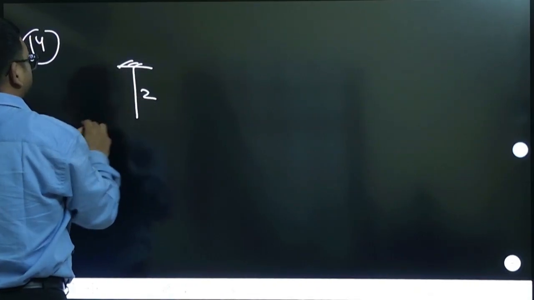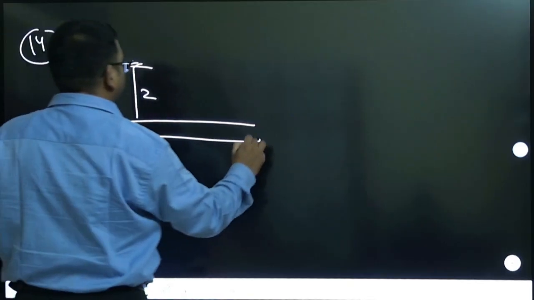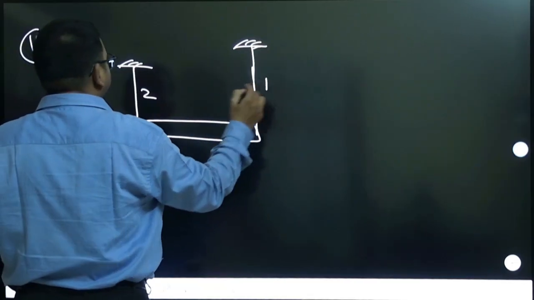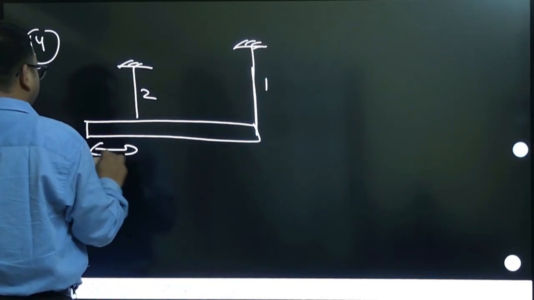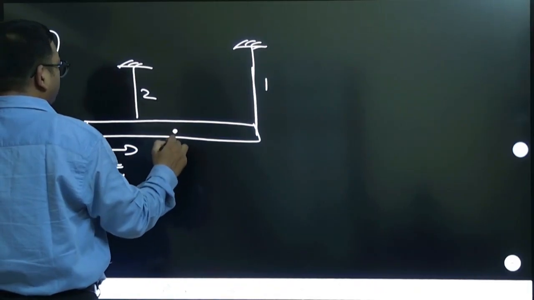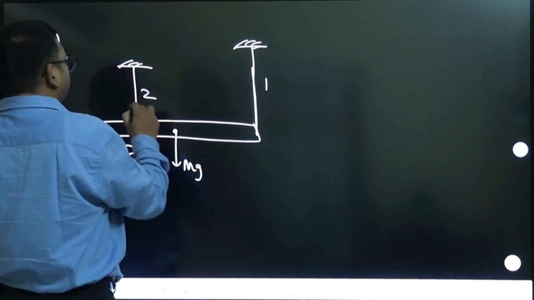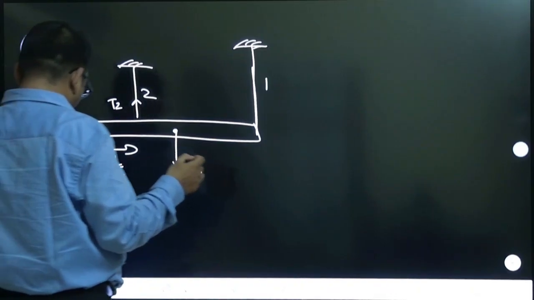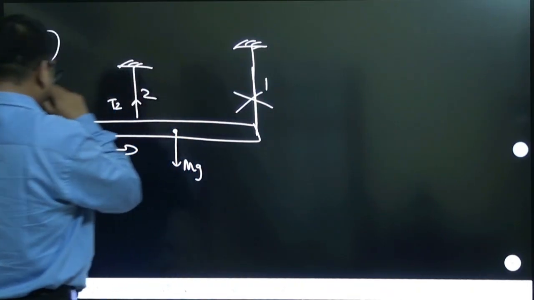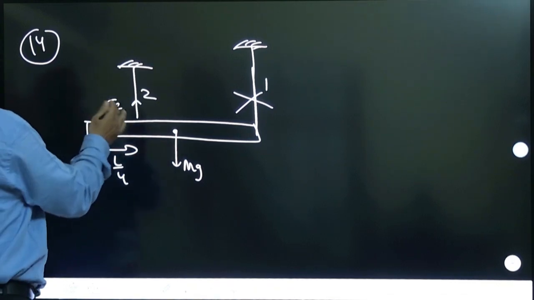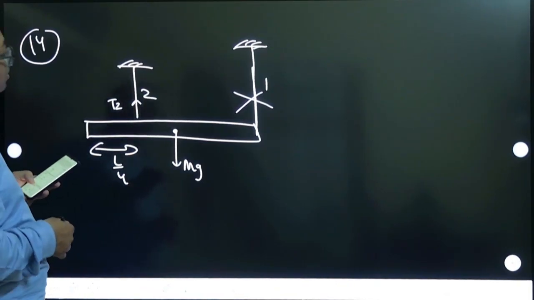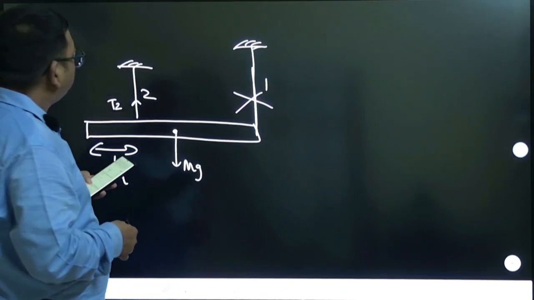Question number 14, you see. This is the second string, first string. This distance is L by 4. Center of mass, mg will be acting here. This is tension T2. Here tension T1. But they are saying that we are going to cut this string 1. So tension in string 2, they are asking this tension after you are cutting it. After cutting string 1. How will you calculate this?